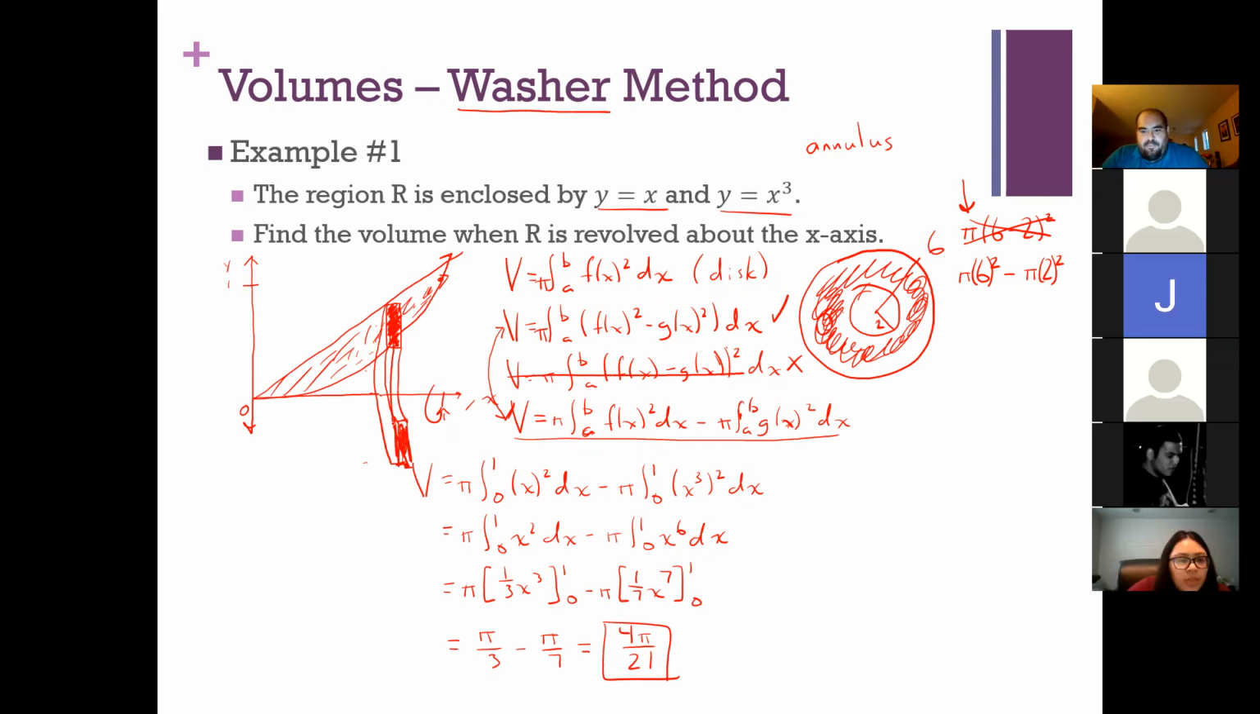But I think it's really a good thing to pause on here: how do we know when we use the disk method and how do we know when we use the washer method? I can't remember who answered this, but they were dead on. The question we have to answer is: does the region we're revolving around the axis of rotation contact the axis of rotation? If it does, you're looking at disk method. If it does not, you're looking at washer method.